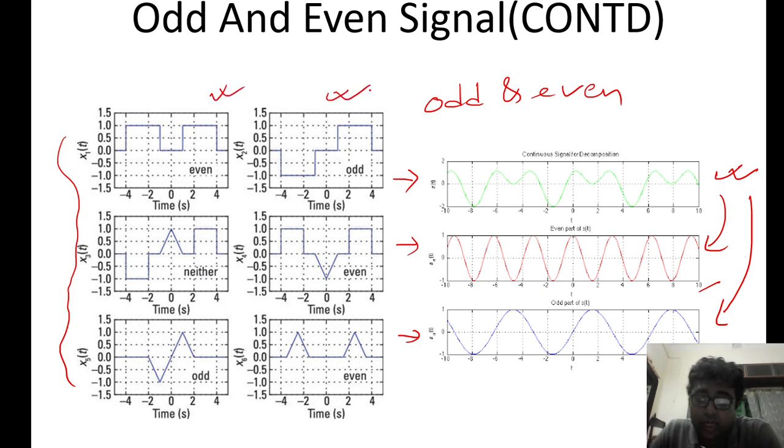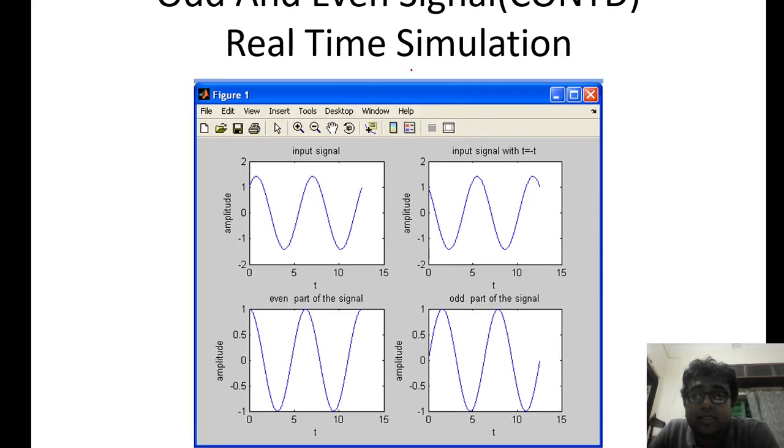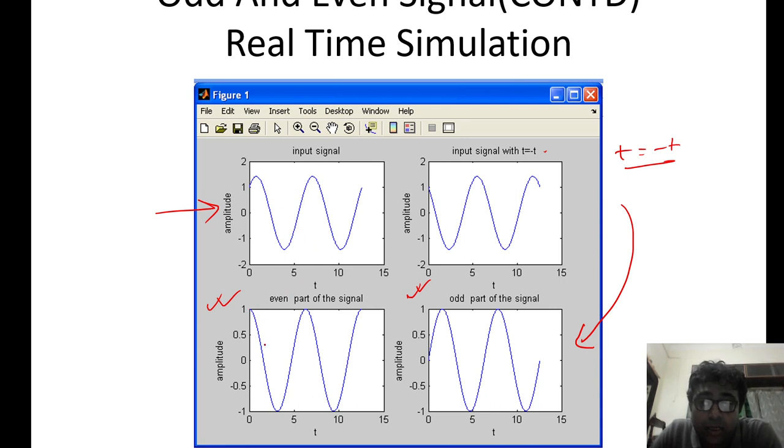Okay. So let's go to the next slide, and this is a real-time simulation. This is the input signal, with t and minus t. From this we get the even part and the odd part of the signal. This is the input signal and this is the even part, and this is the odd part of this specific signal.